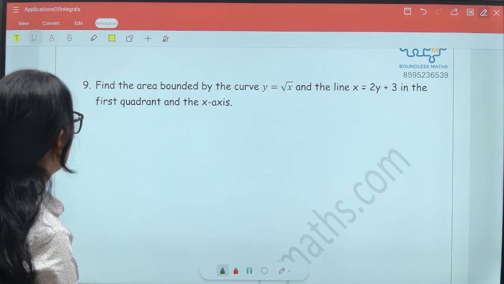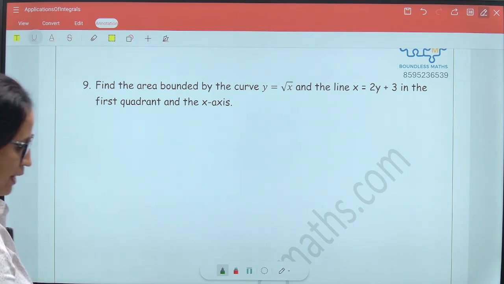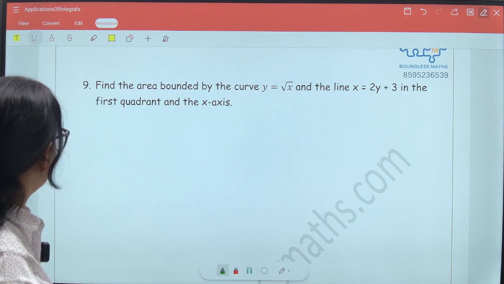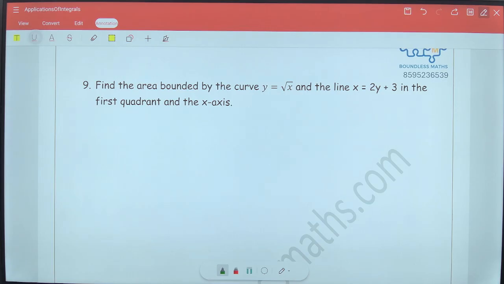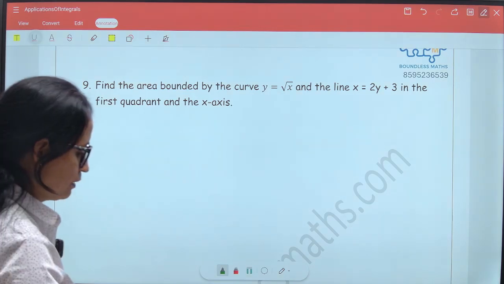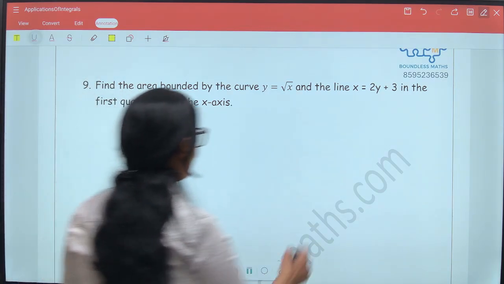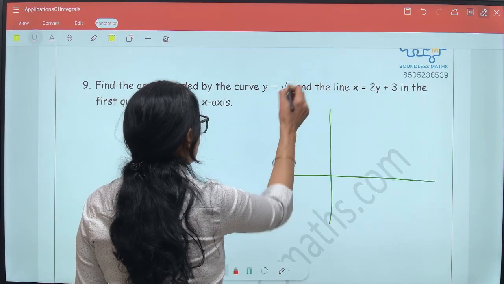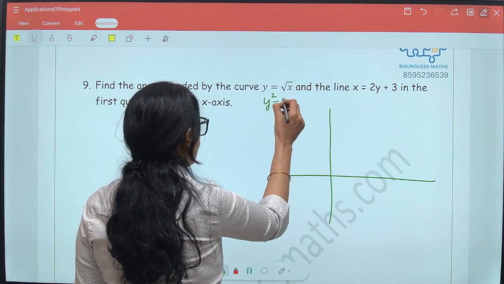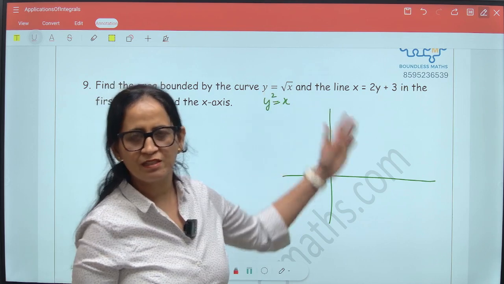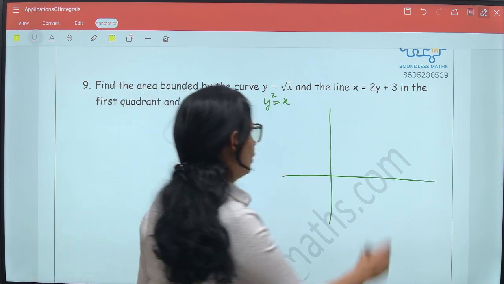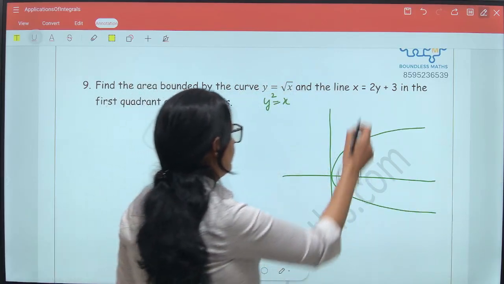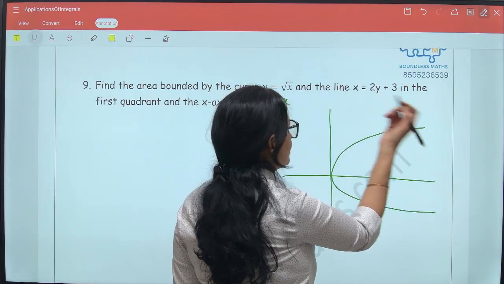Find the area bounded by the curve y is equal to square root x and the line x is equal to 2y plus 3 in the first quadrant and the x-axis. Now here it has specified that you need the area only in the first quadrant. So let's first draw the rough graph. So it is y is equal to square root x, that means y square is equal to x. What kind of parabola is this? Where will it open? It will open on the right side. So the parabola is here. Now the equation of the line is this. Write it in the form y is equal to mx plus c.